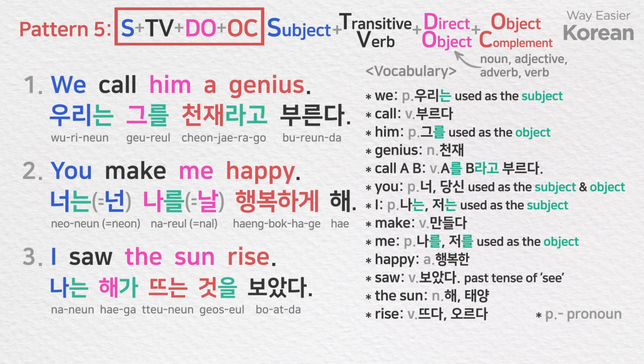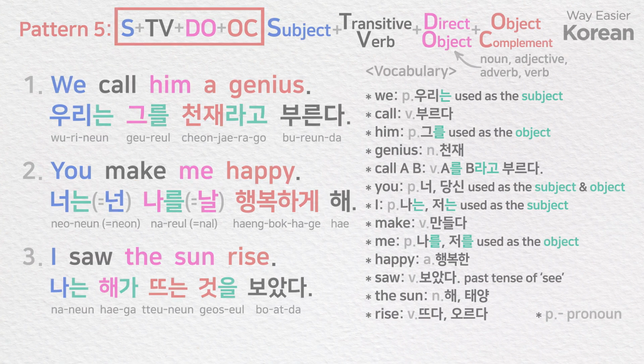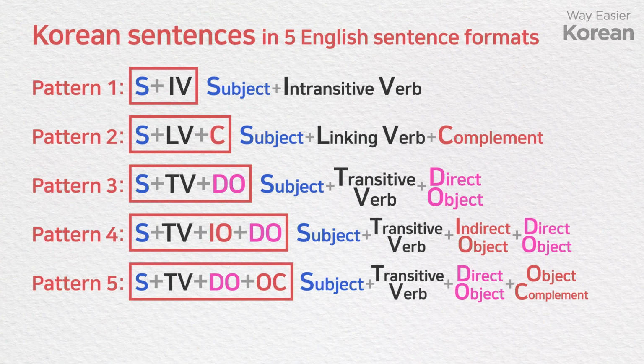Make, 만들다. me, 나를, 저를, used as the object. Happy, 행복한. saw, 보았다, past tense of see. The sun, 해, 태양. rise. 뜨다. 오르다. So far, we have learned Korean sentences in 5 English sentence formats.